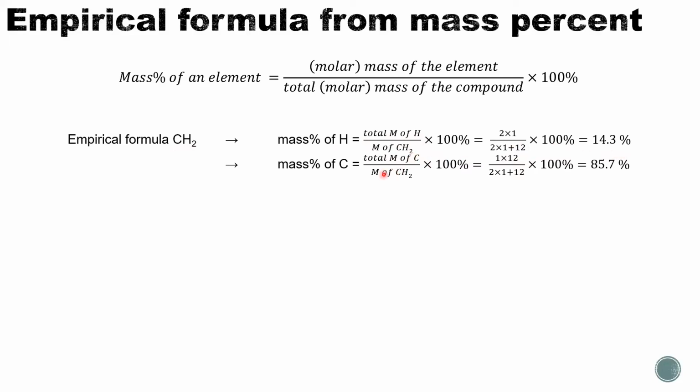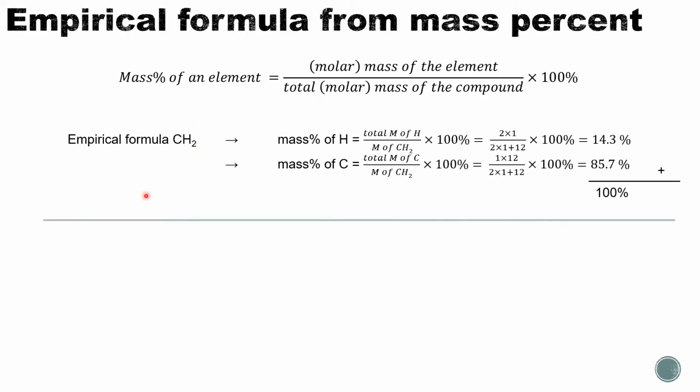The same thing with the mass percent of carbon. Use the molar mass of carbon divided by the overall mass of the compound. The mass percent of carbon is 85.7%. Add these two numbers together, and we get 100%. That means this compound, this empirical formula, is only made up of carbon and hydrogen, right? That makes sense, right? All right.